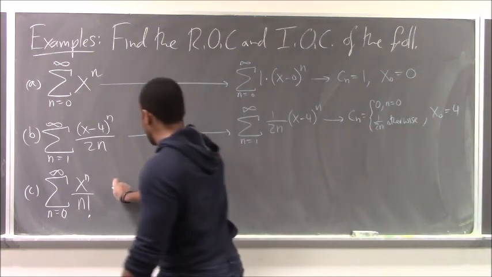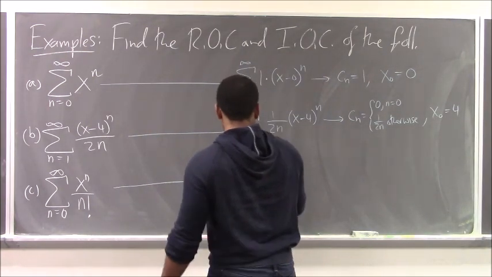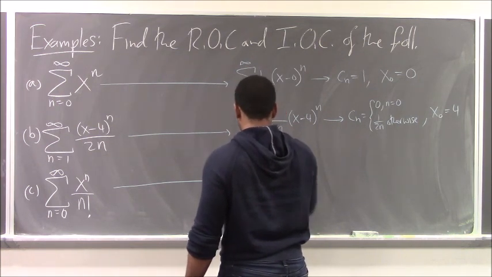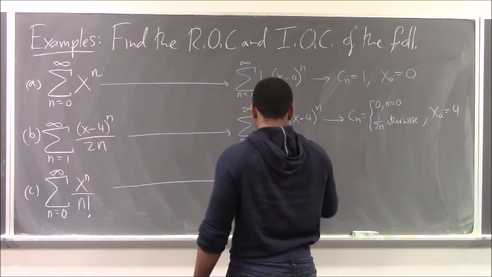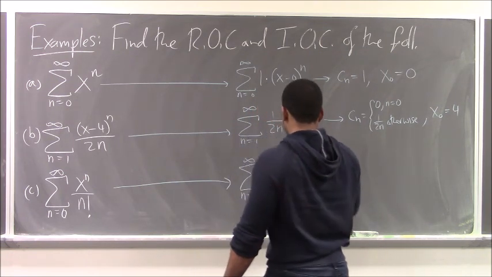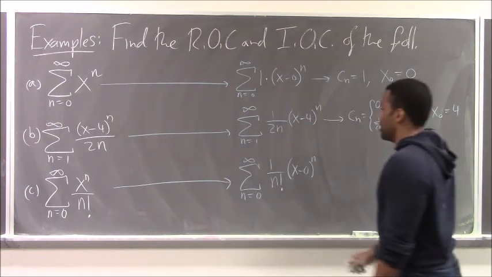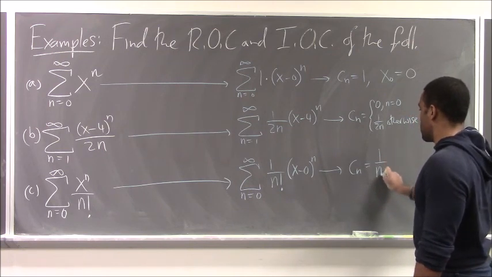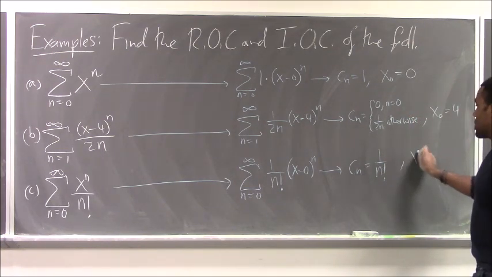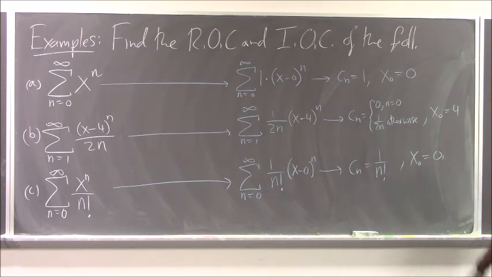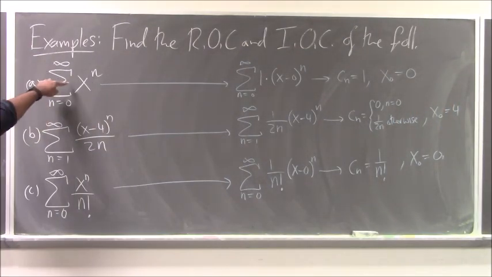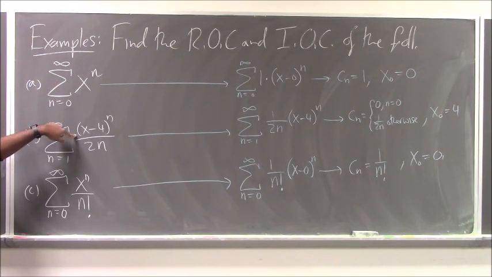Now this guy here, I can think of this, n goes from 0 to infinity, of 1 over n factorial times (x minus 0) to the n. And that's another one, that's a power series where my Cn is 1 over n factorial, and my x naught is again 0. Right? So these guys are all power series. This one's centered at 0, that one is centered at 4, this one is also centered at 0.